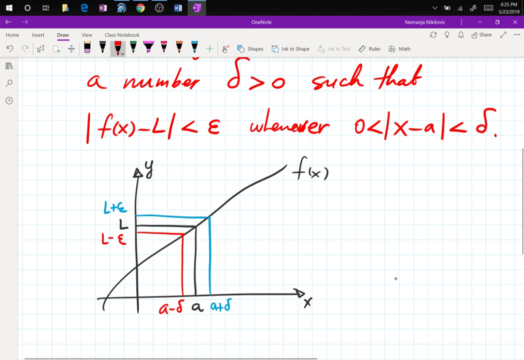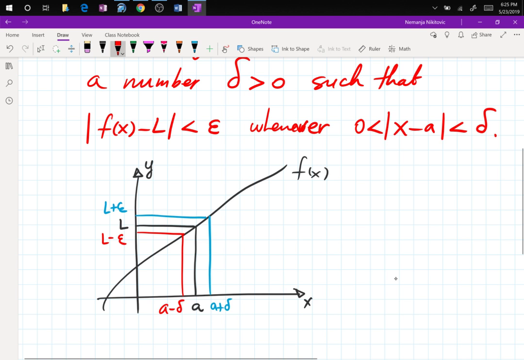What I created is a tube around the black line, which is the width of delta in the domain, and it's the width of epsilon in the range on the y-axis. Now I need you all to look at the screen, because I can't do this any way other than this.